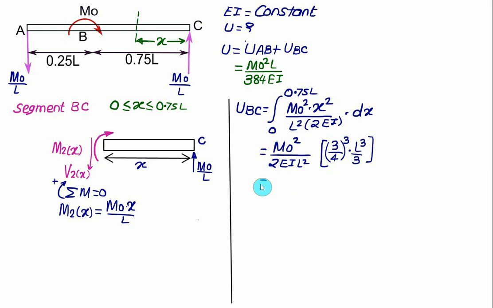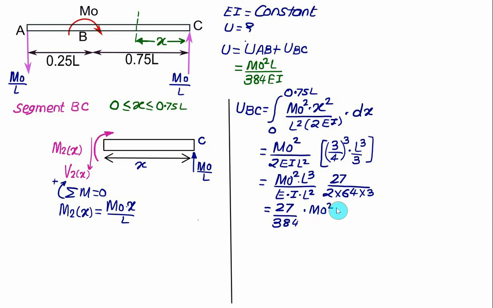So we'll get this value as M0 square. We have L cube divided by EI into L square. 1 by 2 is left here. We have 3 cube, which is 27, divided by 2. 4 cube is 64, divided by 3. 2 into 64 into 3 is the same as 384. So we have 27 divided by 384 times M0 square into L divided by EI.